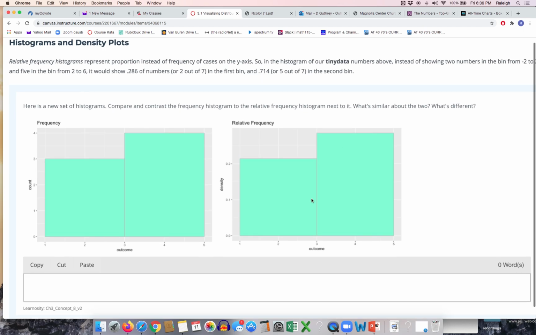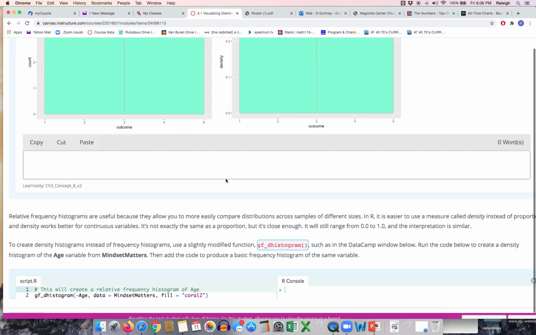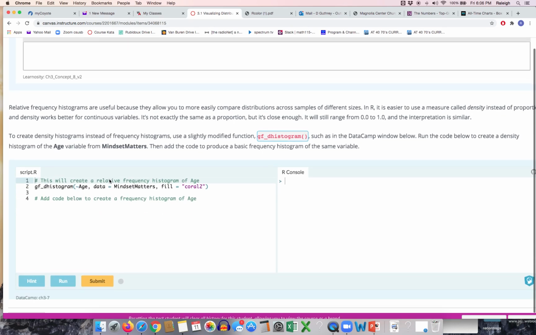On the y-axis, count versus what they call density or proportion. Better word, I think, here would be the differences, of course. And the x-axis is exactly the same. So relative frequency histograms are useful because you can compare the distributions across samples of different sizes. So say you have 100 in one group and 10,000 in the other group. It's all the same in terms of percentage or proportion. So it'll still range from 0 to 1, which is 0% to 100%. And they say it's not exactly the same as proportion, but for our purposes right now, just think of it as a proportion. Very similar.